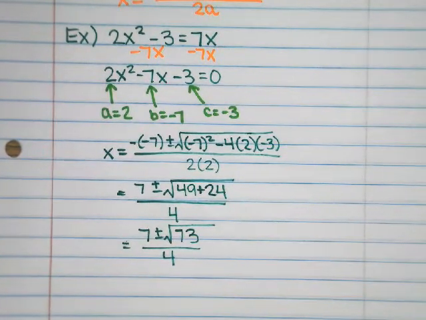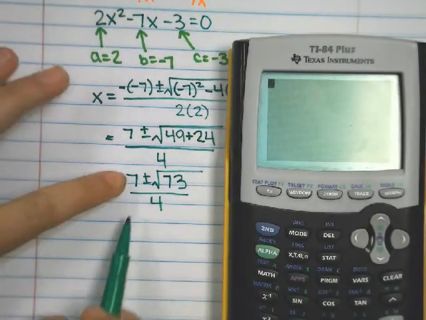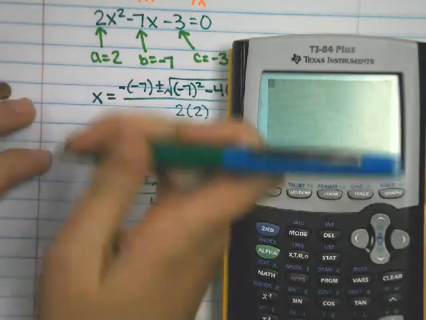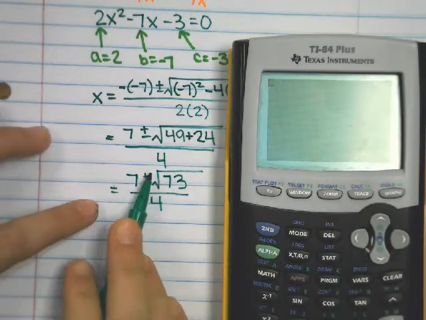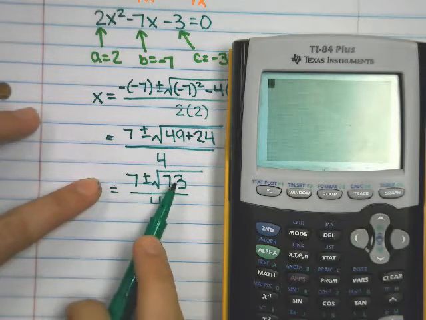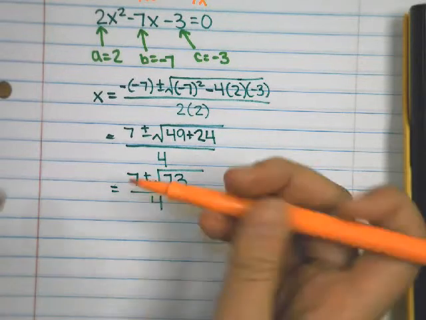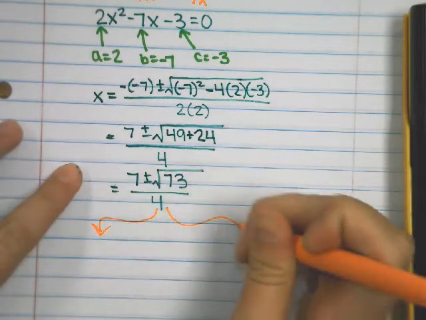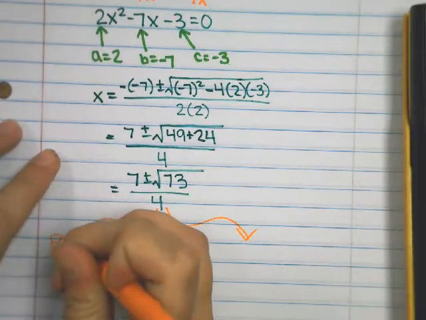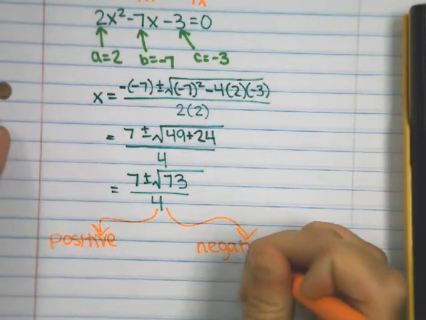And at this point, I want you to find a decimal approximation. So I'm going to take my calculator, and I have a plus or a minus. This means I have two different answers. One of them is when I have 7 plus the square root of 73. The other is when I have 7 minus the square root of 73. So I have two cases. I'm going to break them up. So we have the positive case, and we have the negative case.